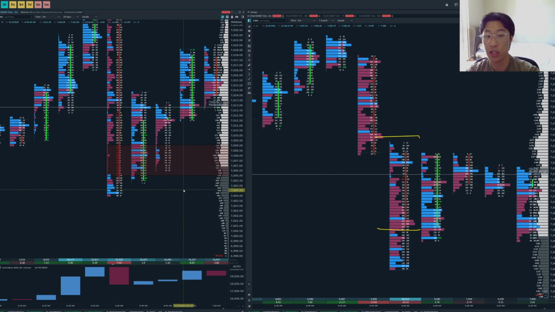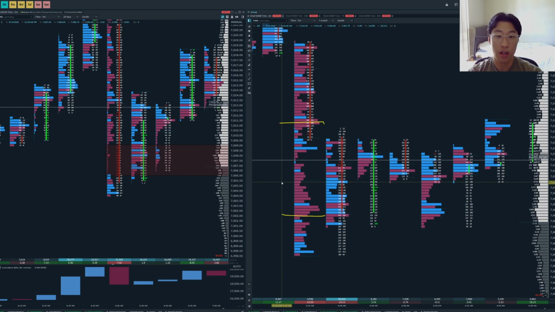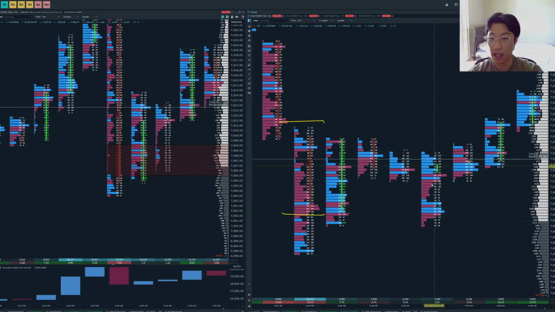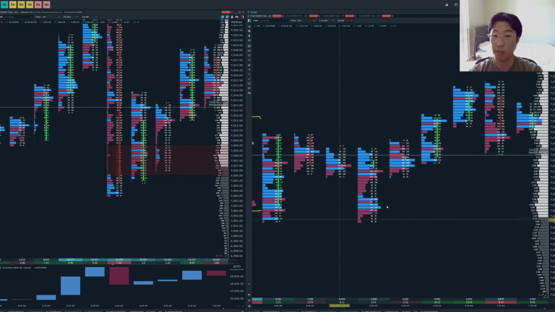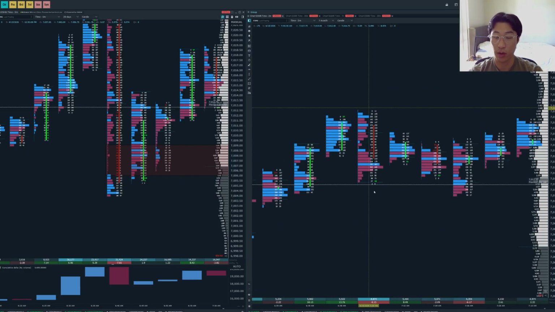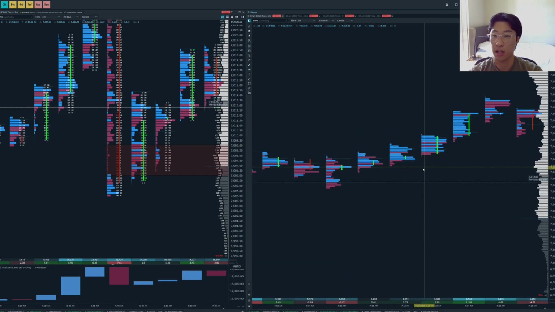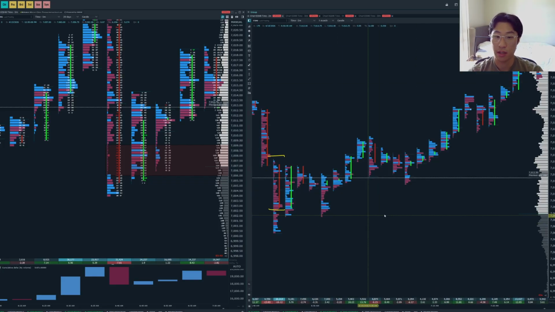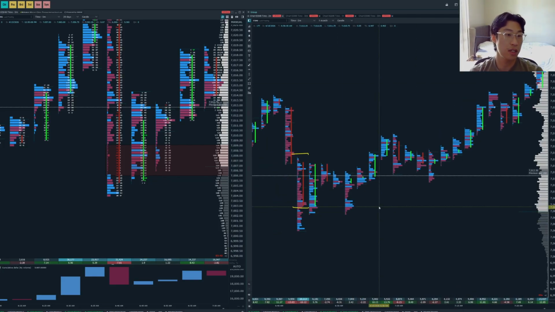So if I was patient enough to wait about 5 to 10 more minutes, I would have gotten a long entry right in this candle right here, where we get aggressive buyers stepping in, we get sellers absorbed, right? And even if we missed this one, we would have had an entry right here where we get aggressive buyers, sellers absorbed, and we just get a move to the upside. So this was the difference between waiting 5 minutes and not waiting 5 minutes.